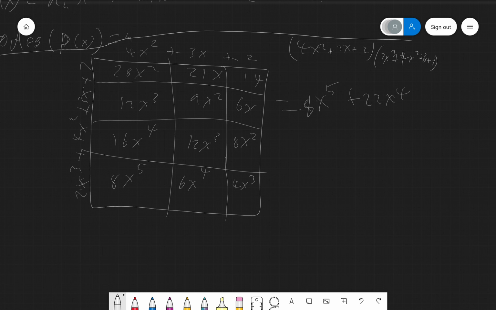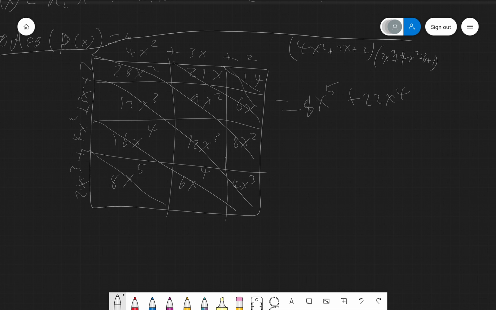Now notice that all the x to the fifths are this, x to the fourths are these, x cubeds are these, x squareds are these, and then x are these, and then constants are this. Cool, right? It creates a pattern. So plus 22x to the fourth.